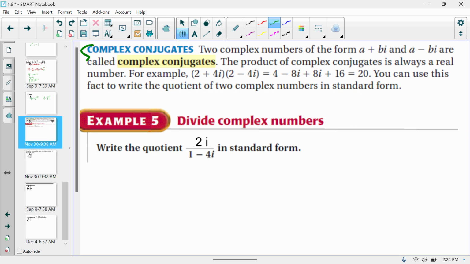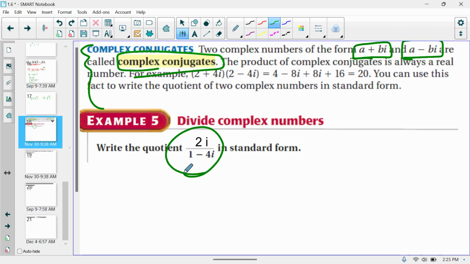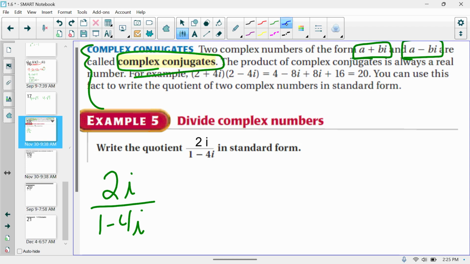So you don't really need to write all this down. If you want to write down what complex conjugates are, it just means if you have a plus bi, then a minus bi is the complex conjugate, okay? So if you had a problem like 2i divided by 1 minus 4i, the process for dividing complex numbers is that you're going to multiply by the conjugate. So 1 plus 4i in the denominator and the numerator.